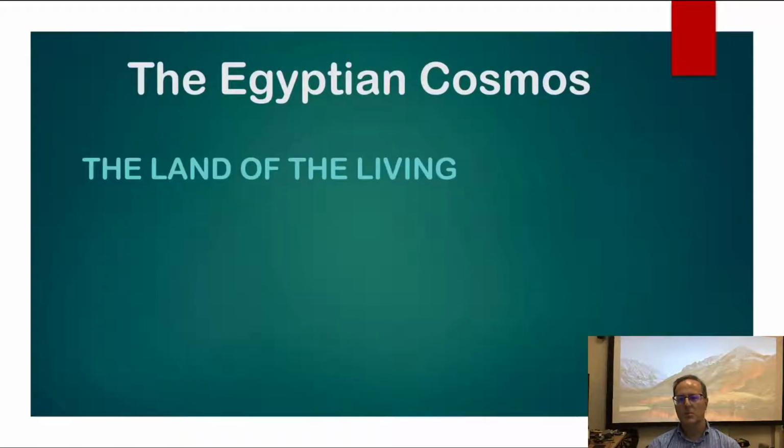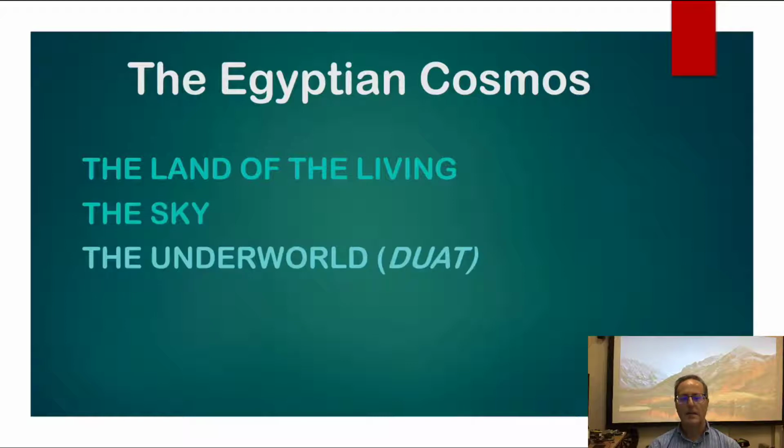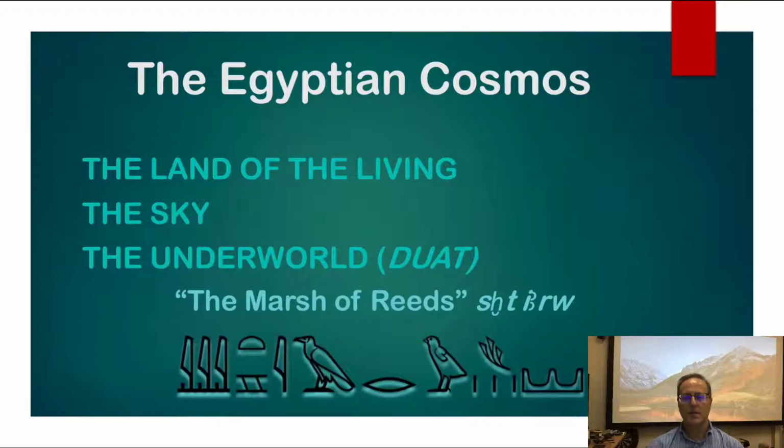Now, the Egyptian cosmos consisted of the land of the living, the sky above it, which was thought to be held up with pillars, and an underworld, which was called the Duat, which the deceased would live in and travel through. One of the places in this Duat that we'll look at was called the Sekhet Iaru, or the Marsh of Reeds. And this was what we will be referring to as the paradise of ancient Egypt.